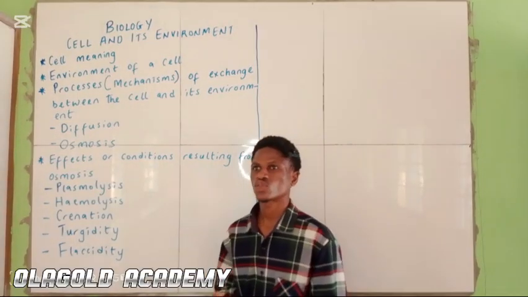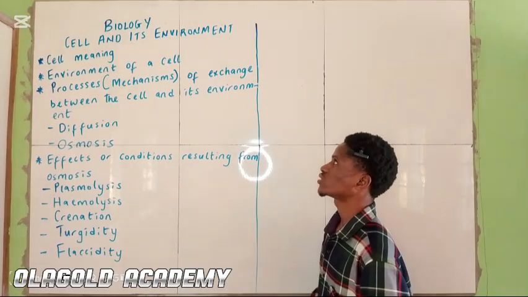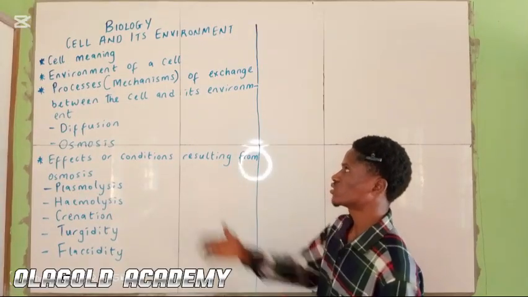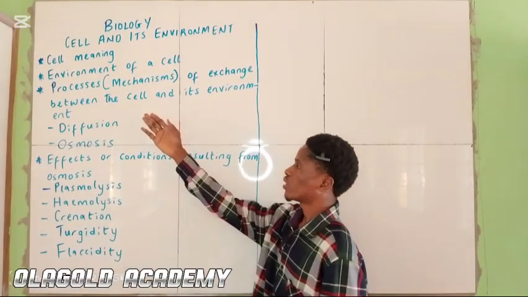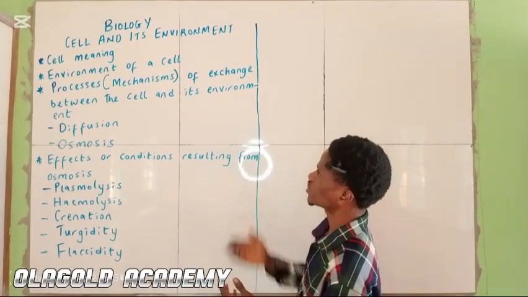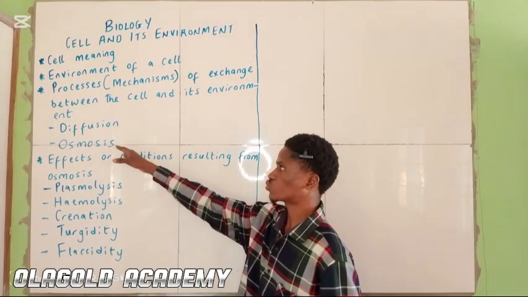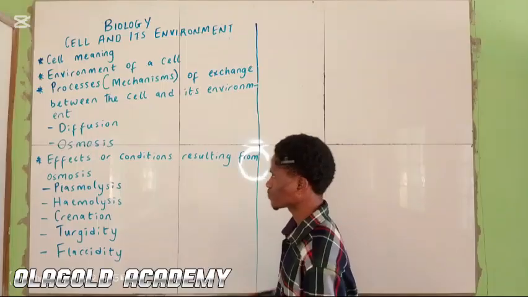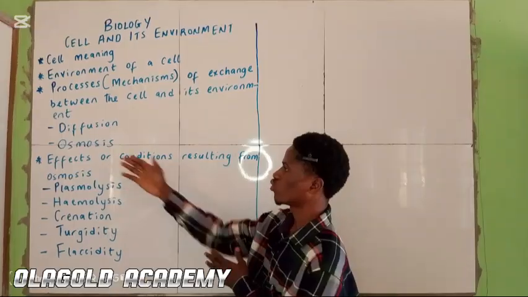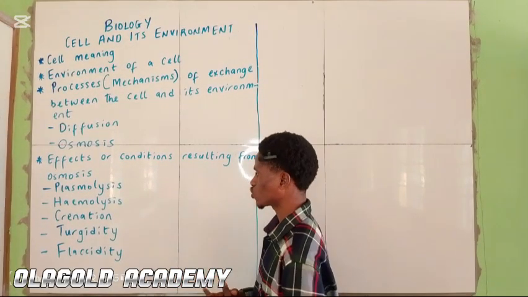Now, for today, we're looking at a topic in biology titled Cell and its Environment. In today's video lesson, we'll be considering the meaning of cell, environment of a cell, the processes or the mechanisms of exchange between the cell and its environment, which include diffusion, osmosis, and active transport.